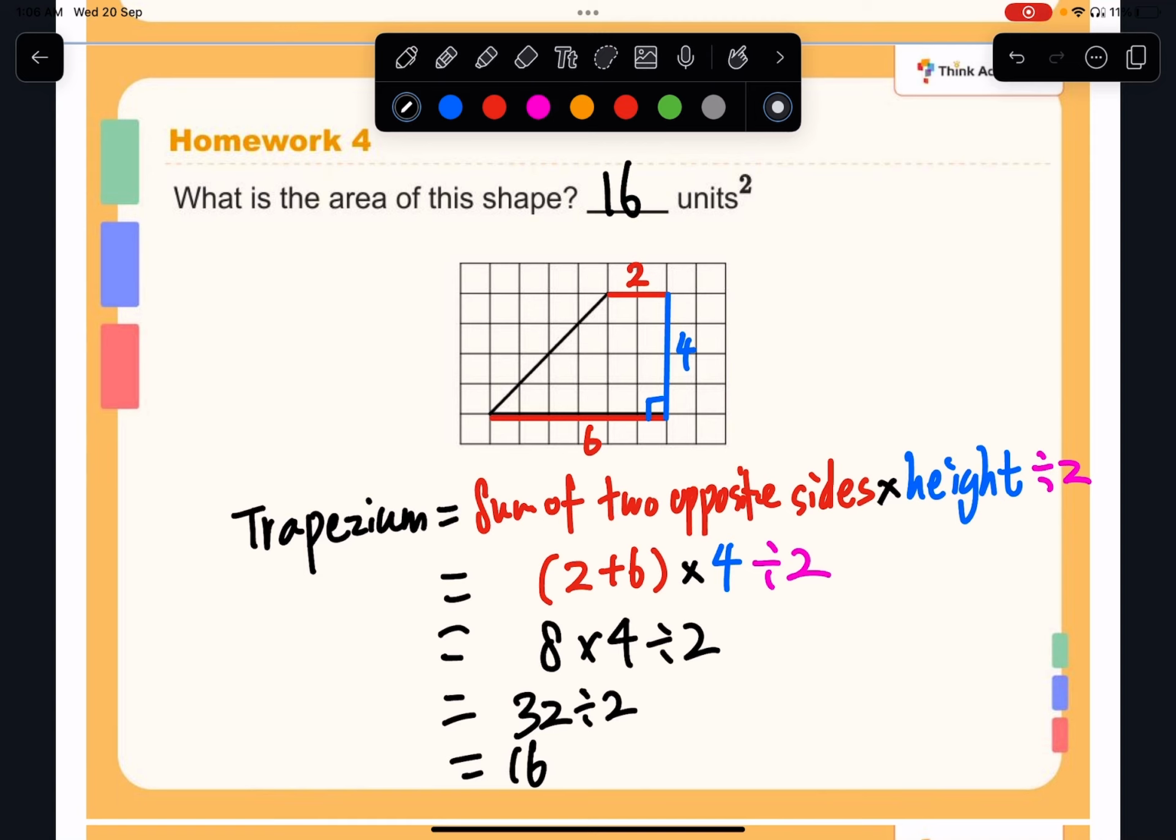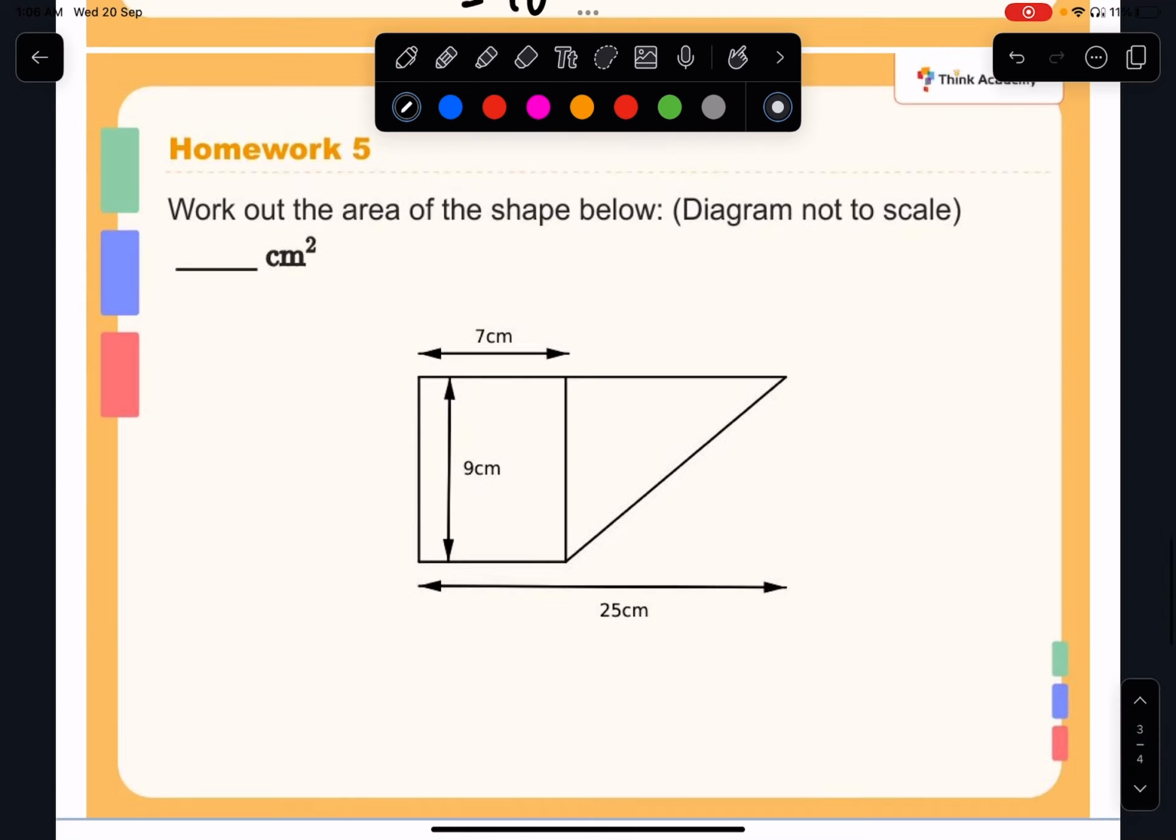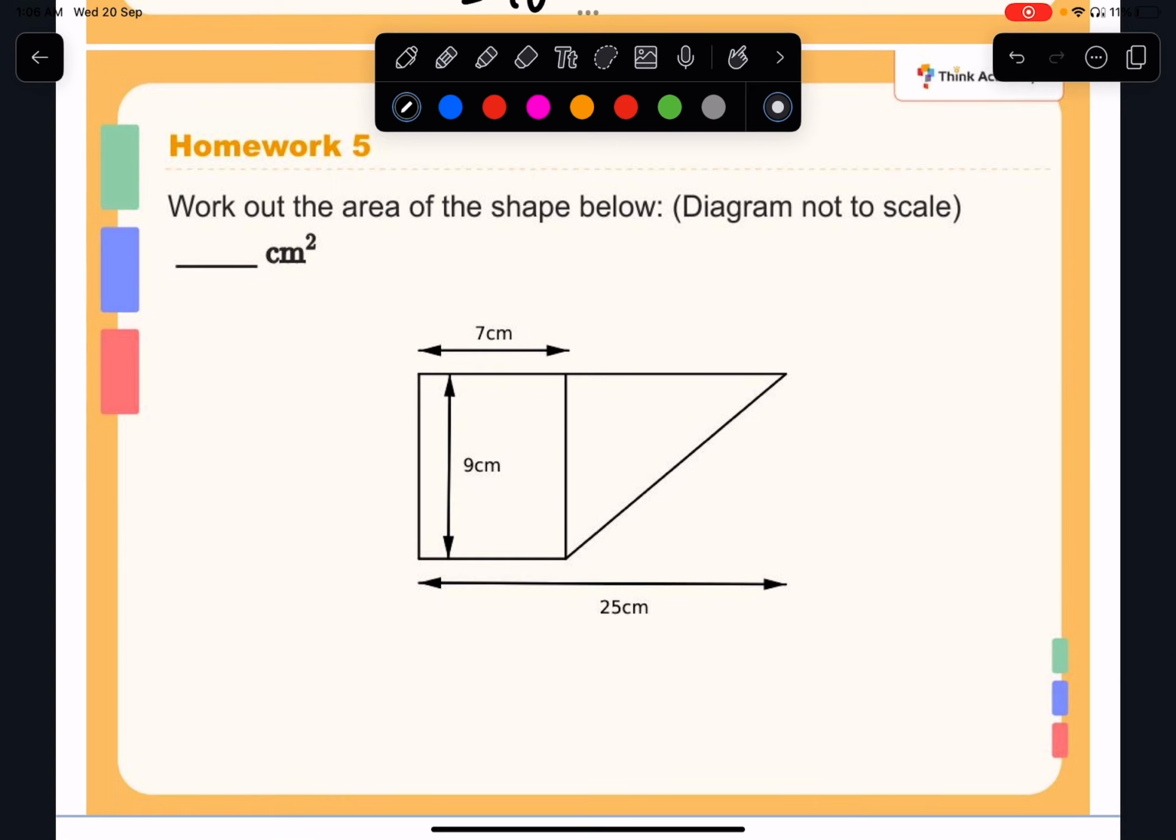Perfect. So let's go on to the last question. The last question is a trapezium again. So we want to find the area of this trapezium. Do you still remember what we have to find? We have to find the two parallel opposite sides and the height and then divide by 2, right? So where are the two opposite parallel sides? This line and this line, right? So do we know their lengths? Yes, so this shorter line is actually 7 centimeters because this part is the same length, right?